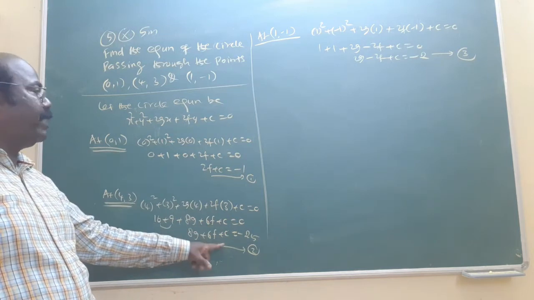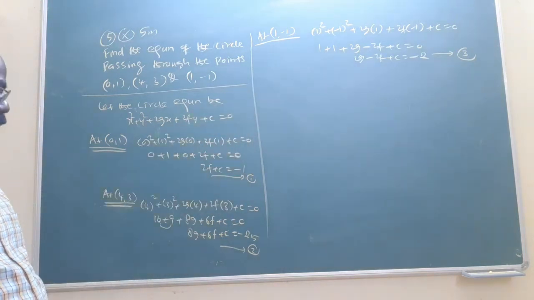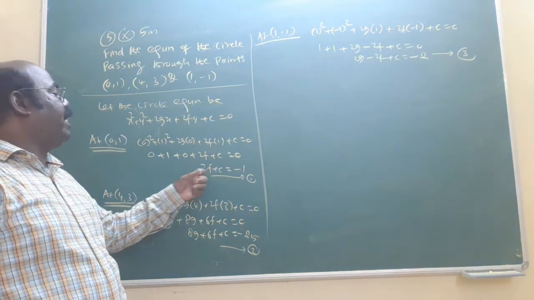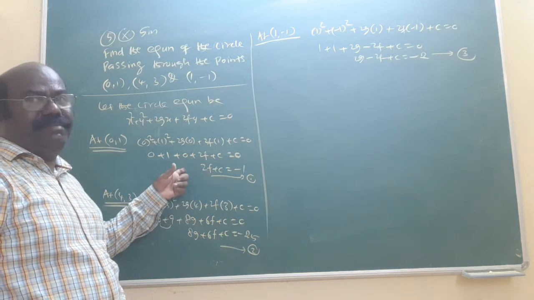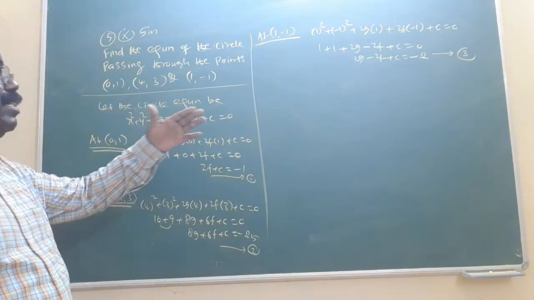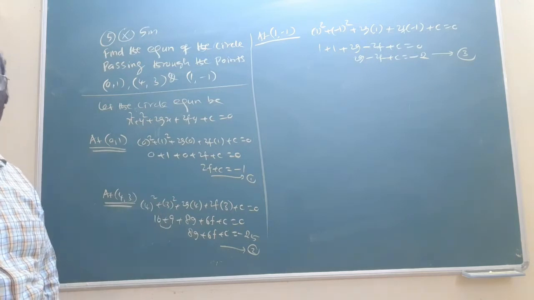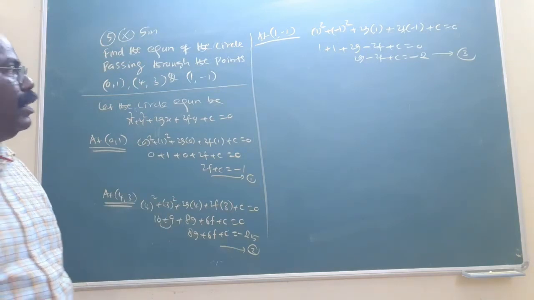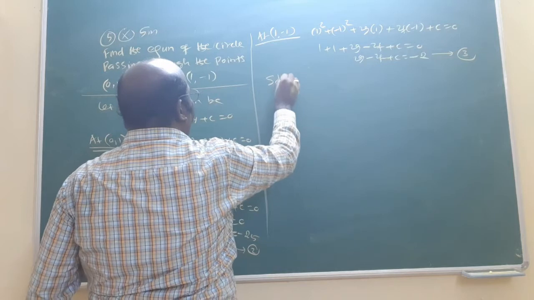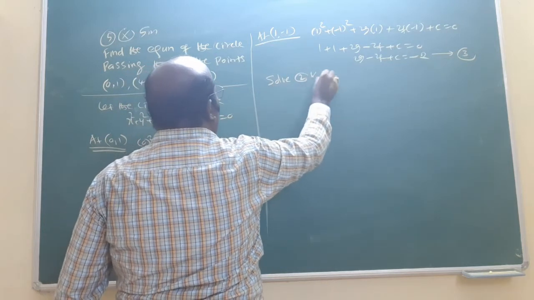In this type of equation, the last term is always c. Am I right? Here, the first equation does not involve g. That's why I want to consider the second and third equations to eliminate g. That will be easy for you. Now, solve 2 and 3.